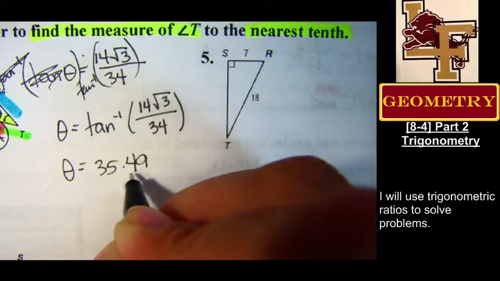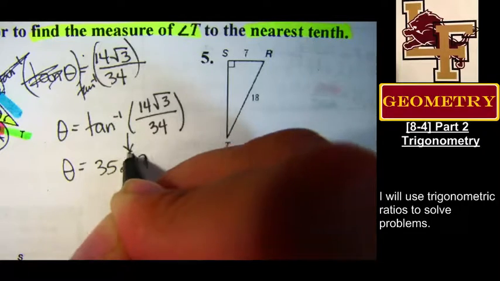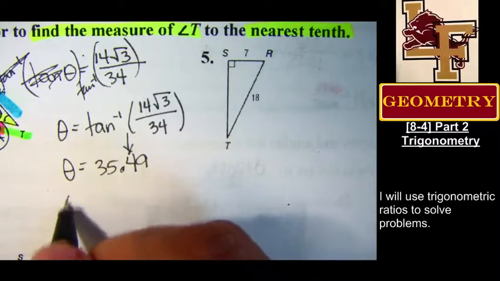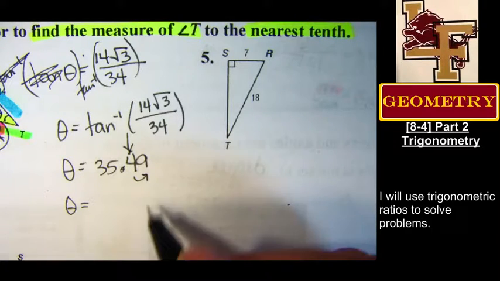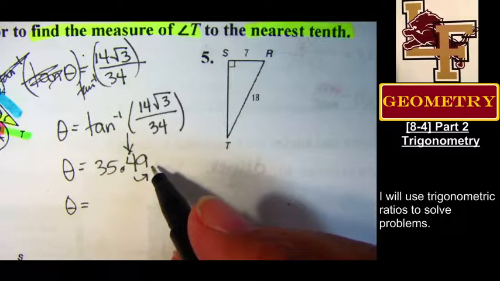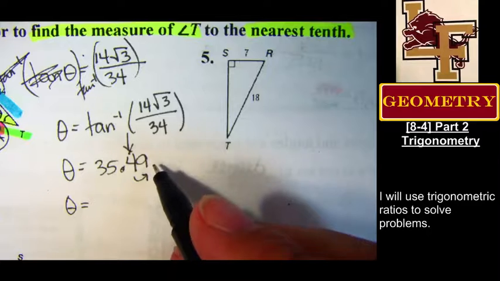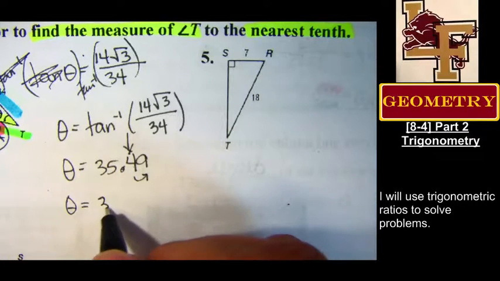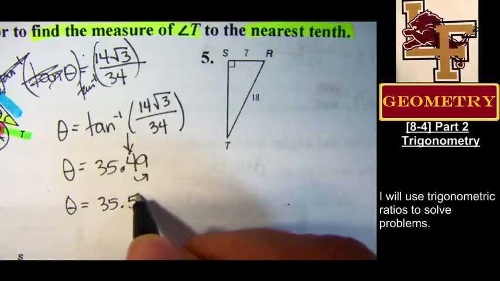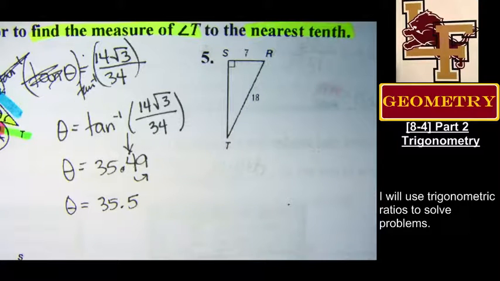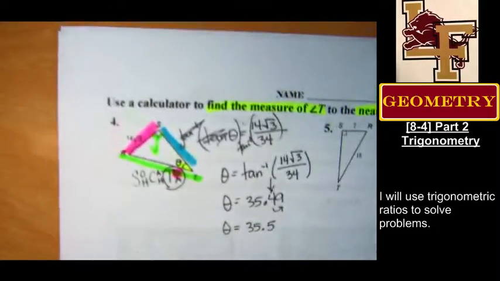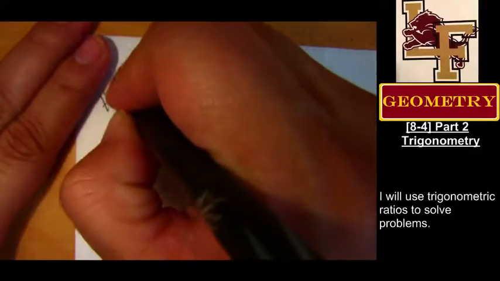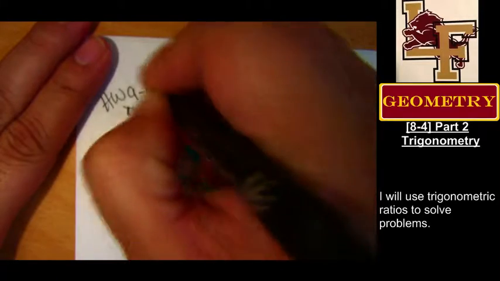35.49. Okay. I want it rounded to the nearest tenth, so I want it to that decimal place. Look, one behind it. Is that number 5 or bigger? Yes, so I'm going to add one more to this number right here. These 4 will also help you with your homework questions 9 through 14.